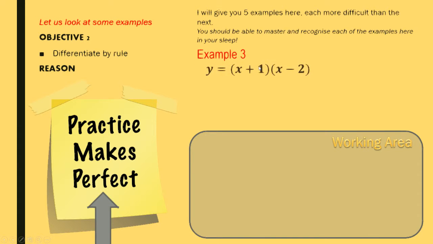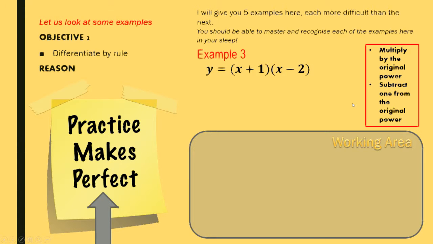Example 3. We've got a paired set of brackets, x plus 1 upon x minus 2, which you've probably seen before and would perform FOIL or something on, but we're going to differentiate it. So there's our rules: multiplying by the original power, subtract 1 from the original power. This is a factorized expression. Now, we must multiply it out before we differentiate.